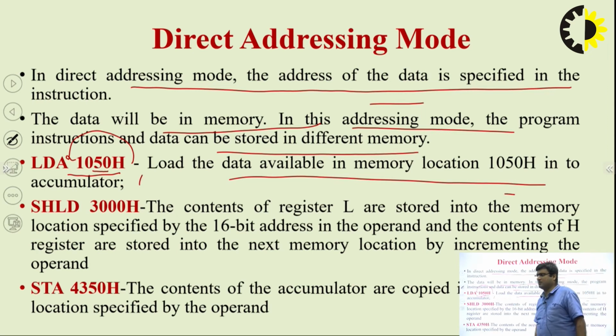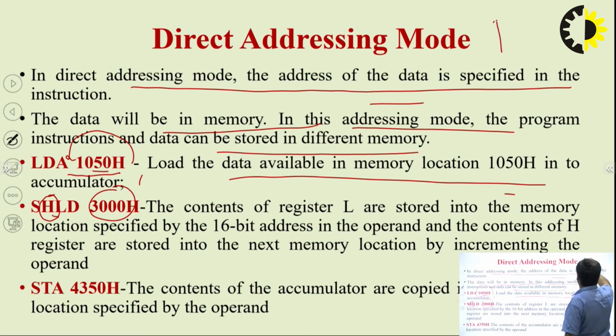Similarly, we have seen SHLD. SHLD means the contents of the register pair, this is the register pair, are stored into the memory location specified by the 16-bit address. There are some contents, and through this instruction they are moved into some memory location. HL is the register pair, and it acts as a memory pointer.